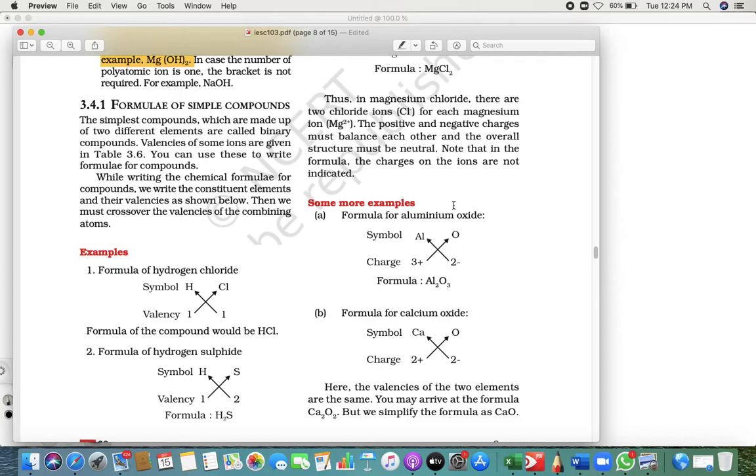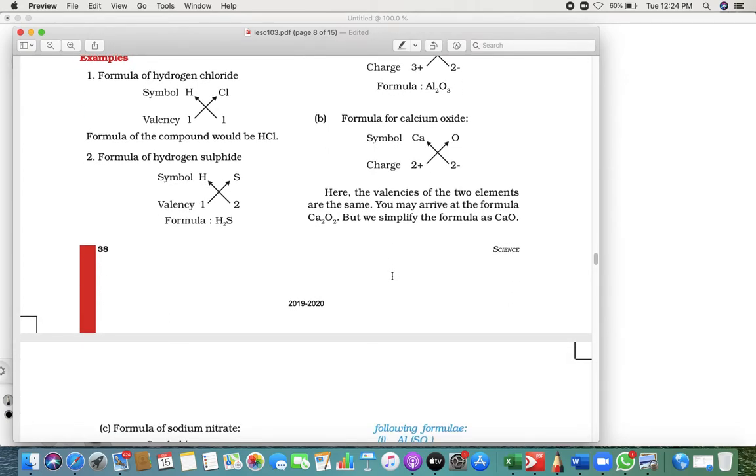Similarly Al2O3. You are getting what we are writing? Al2O3. Clear? That is the reason we are writing Al2O3. Understand this small thing here, what they are trying to put, and put in effort that this is how it will be done.